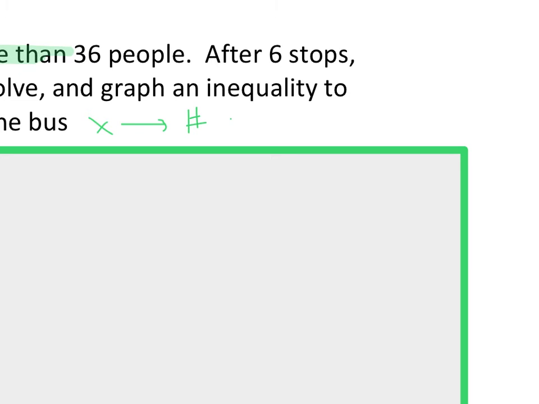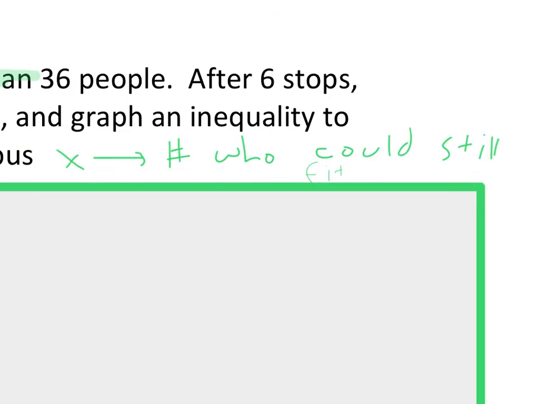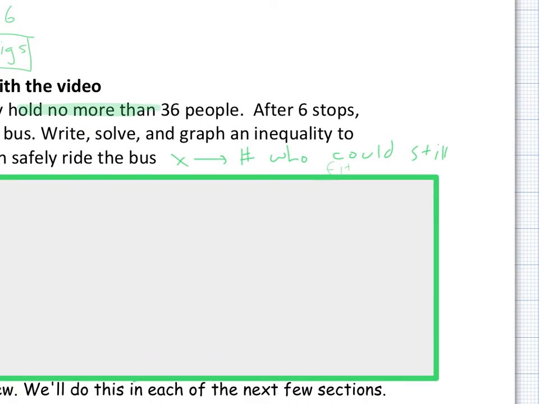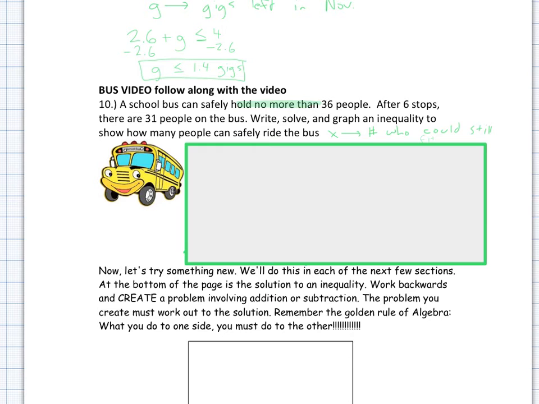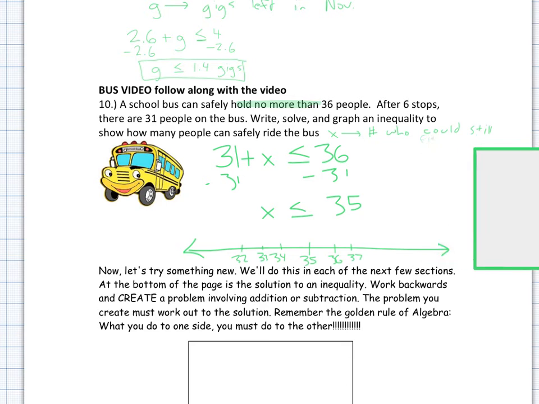the number who could still fit on the bus. Okay? So we have 31, and we're going to fit X more people. Well, here's what that looks like. 31 plus X. So to figure out how many more could fit on, whoops, little math mistake here. Here we go. That's way better. Just remember, nobody's perfect. Subtract 31 from both sides. So X is less than or equal to 5.